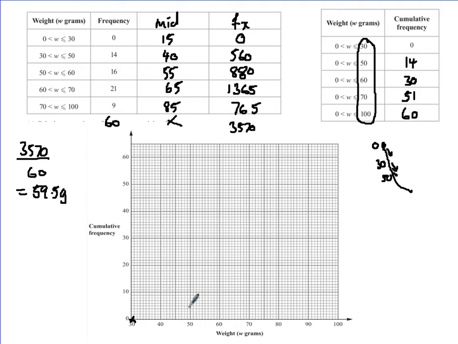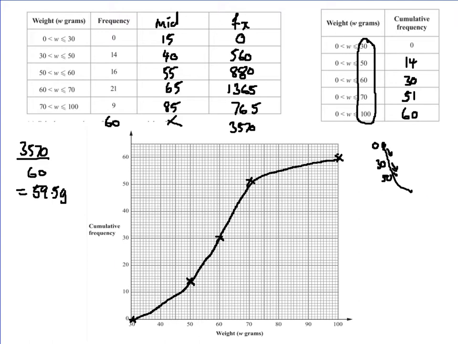We've then got 50, 14. We've then got 60, 30. We've then got 70, 51. And then we've got 100, 60. There's quite a curve there at the end. So I'm going to do my best on here. This may be laughable, but we'll do what we can. The curve at the end may be slightly more smooth, but you've got the general idea.